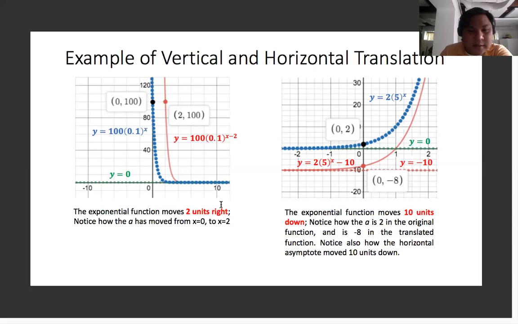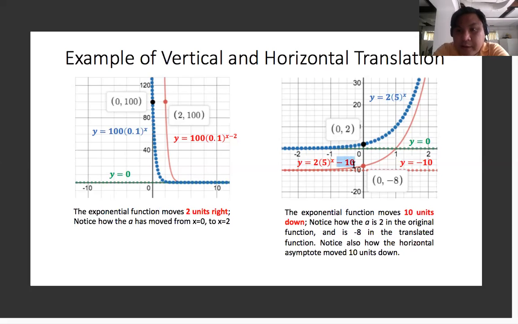Okay. Now, if you look at vertical translation here, this is evidenced by having a term after your a times m raised to the x. That is what is different from here. We actually appended a minus 10 after the whole a times m raised to the x term. Notice it's a minus 10 here.